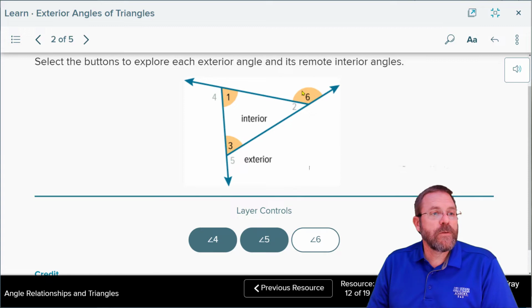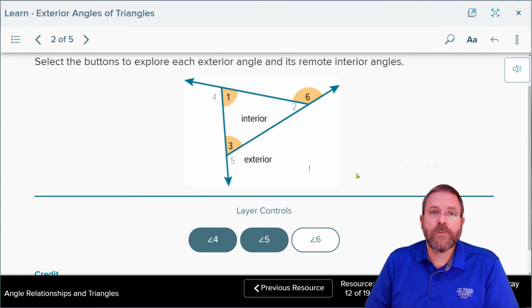And angle 6 is right here. What's not adjacent to angle 6? Angles 1 and 2. That's going to be its remote interior angles.